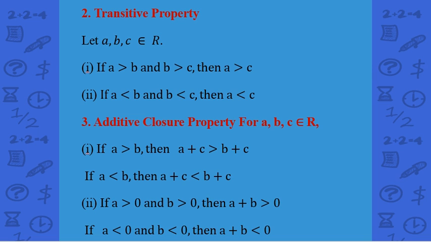Okay, the second property is the transitive property. Let a, b, c belong to the real numbers.